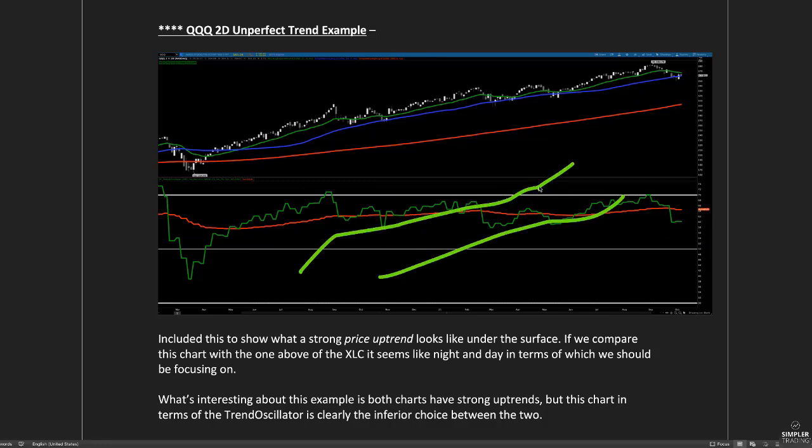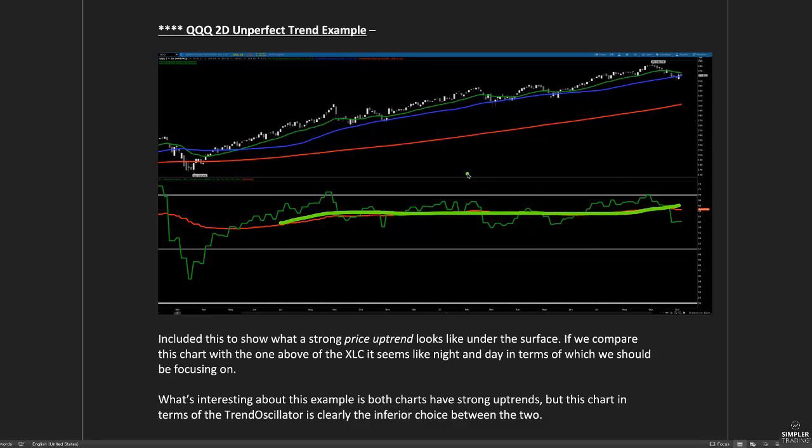And then every time the green would come down to the red, it would bounce, right? Just perfect. Here, you see how it's kind of all over the place. Sometimes the green line is a little bit above, sometimes the green line is a little bit below. Generally speaking, they're both trending up, but you can see how much sloppier this is.